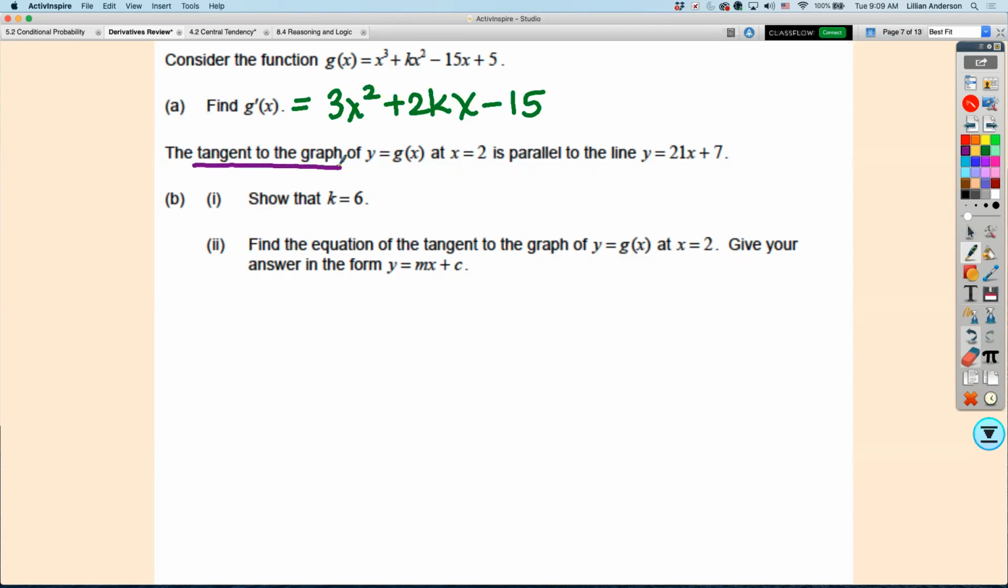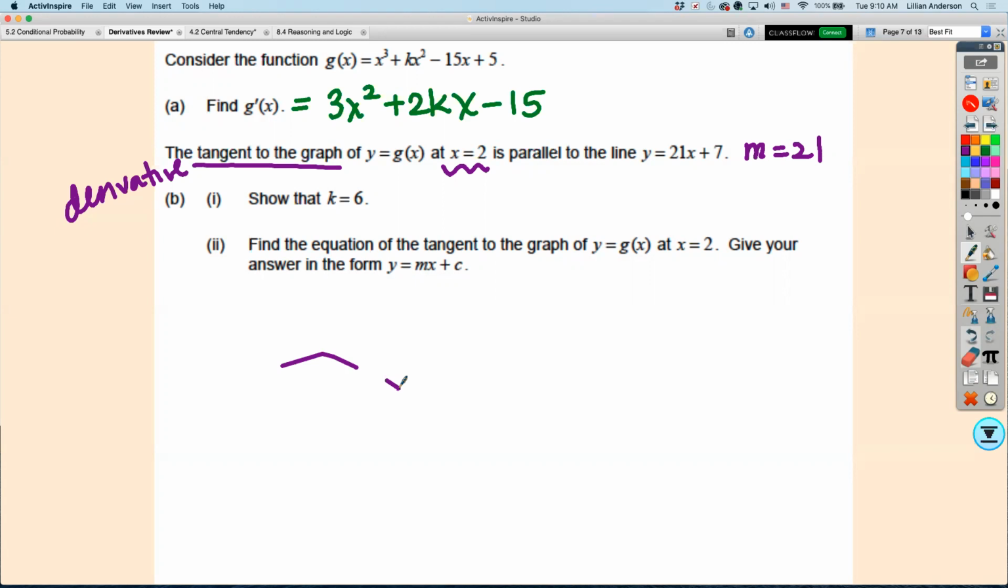The tangent to the graph, what does that mean? It means the derivative at x is equal to 2 is parallel to the line. Parallel lines have what slopes? So what's the slope of this line? 21. So this is essentially saying the derivative when x is equal to 2 has a slope of 21.